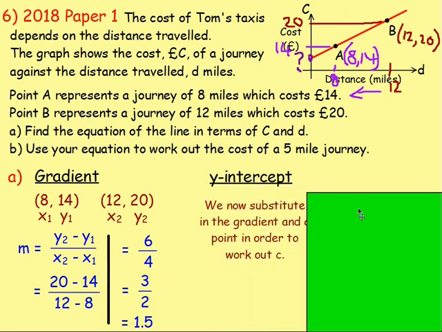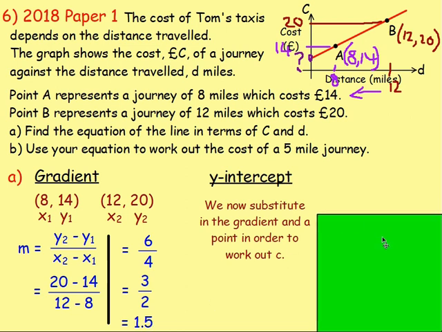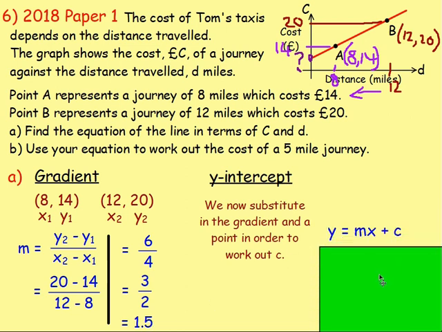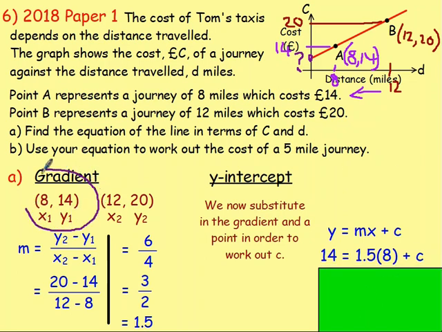Brilliant, yes. What we do is we take one of the points and we take the gradient and we sub them into y equals mx plus c. Use either of the points you like. I'd probably try and avoid negatives and use smaller numbers as well. Well, there's no negatives, but they're all smaller numbers.